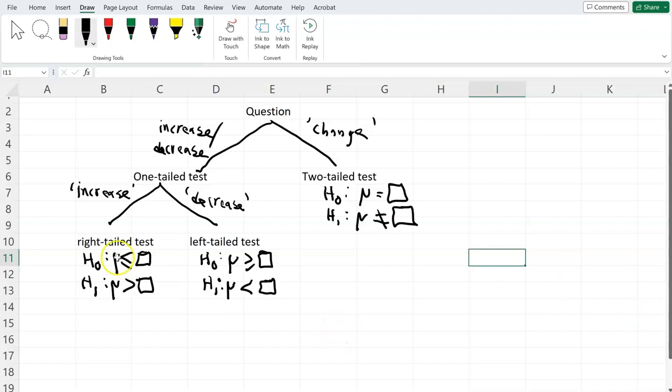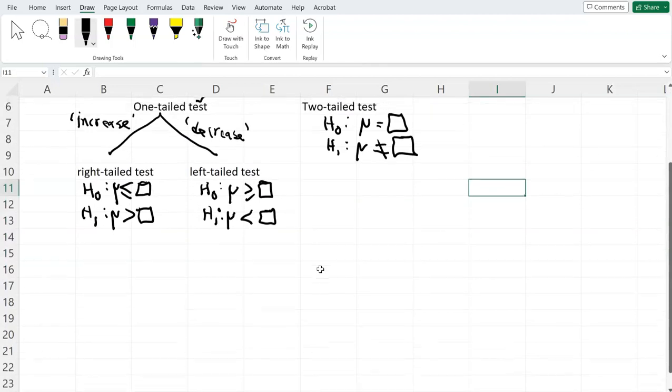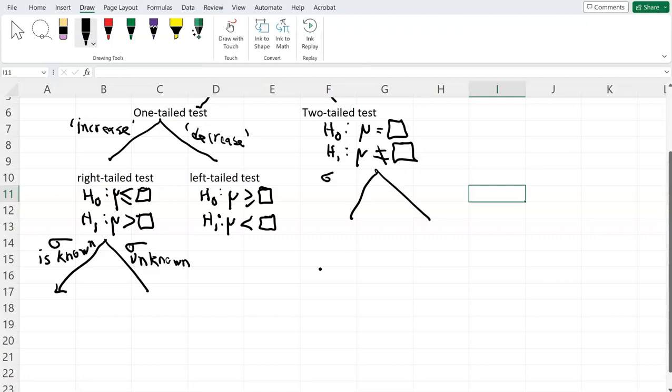And now, after we find our left tail and right tail, after we write down our hypothesis, the next step is collecting the data. Now, when we have the data, we again have two things: if sigma is known and if sigma is unknown. Same thing here. We have if sigma is known and if sigma is unknown.